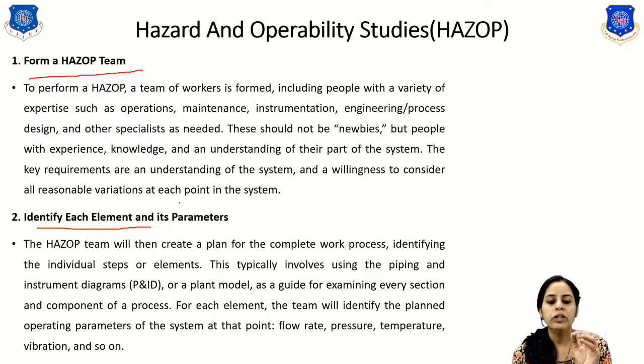So the HAZOP team will create a plan for the complete work process, identifying individual steps or elements. This typically involves using the piping and instrumentation diagram, or a plant model, as a guide for examining every section and component of the process, right? For each element, the team will identify the plant and operating parameters of the system at that point: flow rate, pressure, temperature, vibration, etc. Okay, this is the second step.